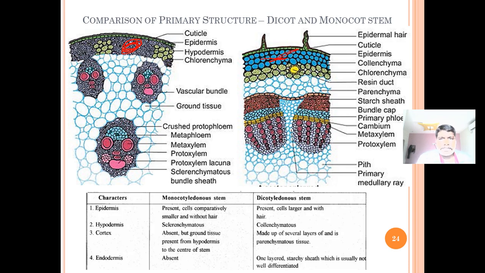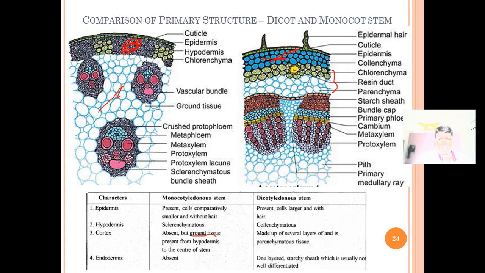I already told that in the dicot stem the hypodermal region has 2 to 3 layers that are collenchymatous in nature. The next, cortex. In dicot a well differentiated cortex region is there, but in monocot the cortex is totally absent, because generally we call it ground tissue. No cortex is there, and in monocot the entire thing is ground tissue. In dicot, the cortex has several layers, mostly made up of parenchyma.